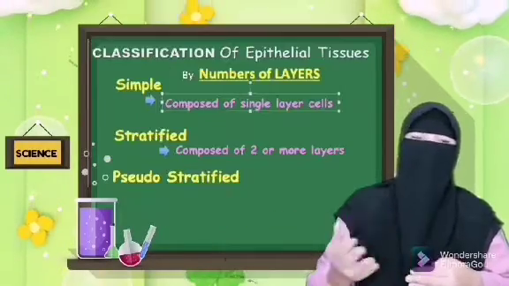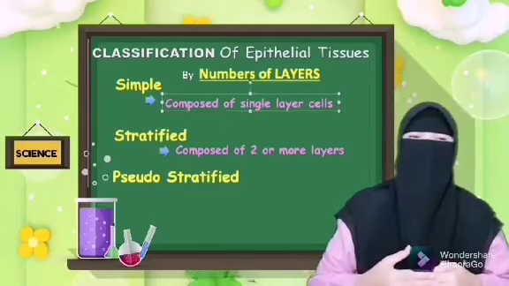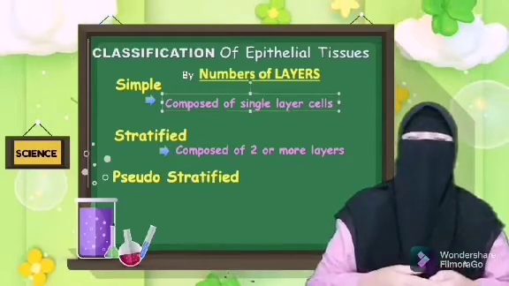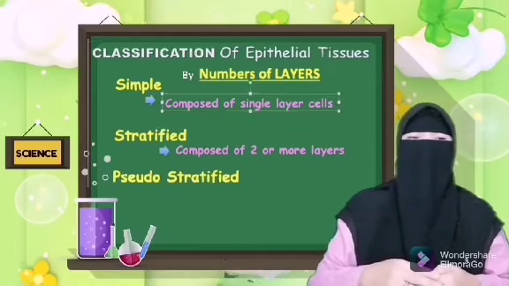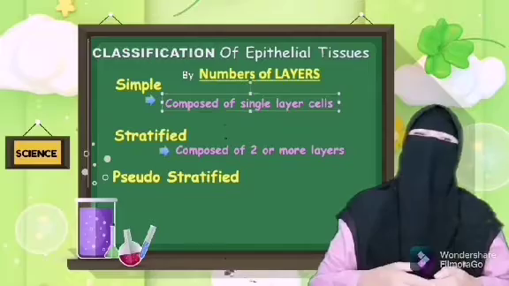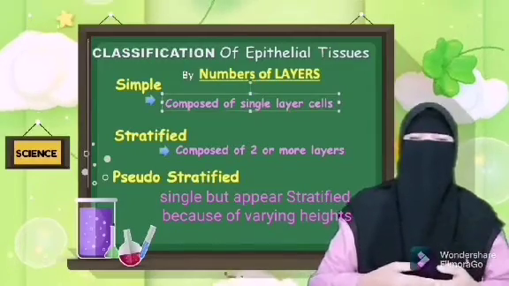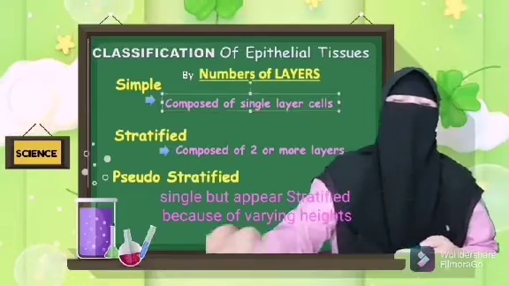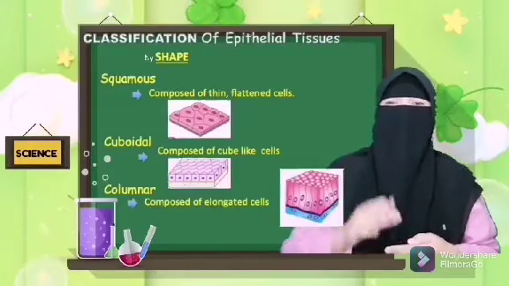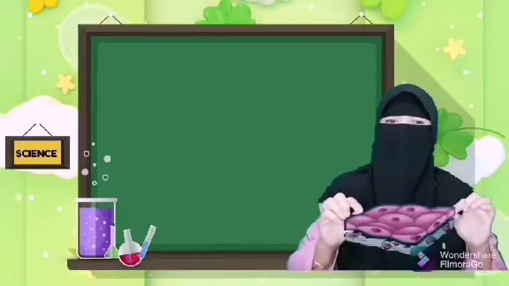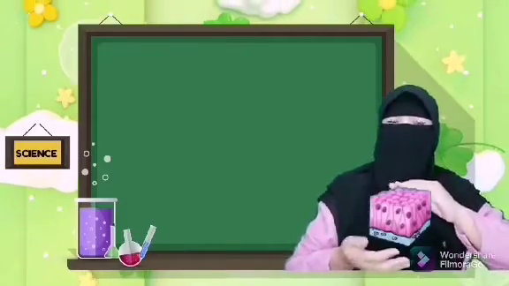By layer, we have simple, meaning single layer; stratified, which is 2 or more layers; and pseudostratified, which is a single layer but appears stratified because of varying heights. And by shape, we have 3: the cuboidal, the squamous, and the columnar.